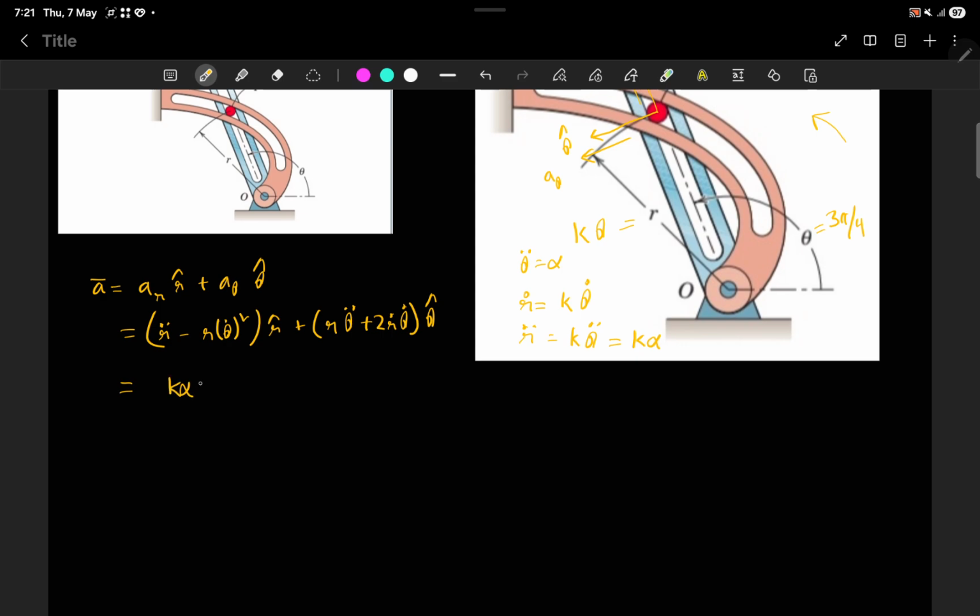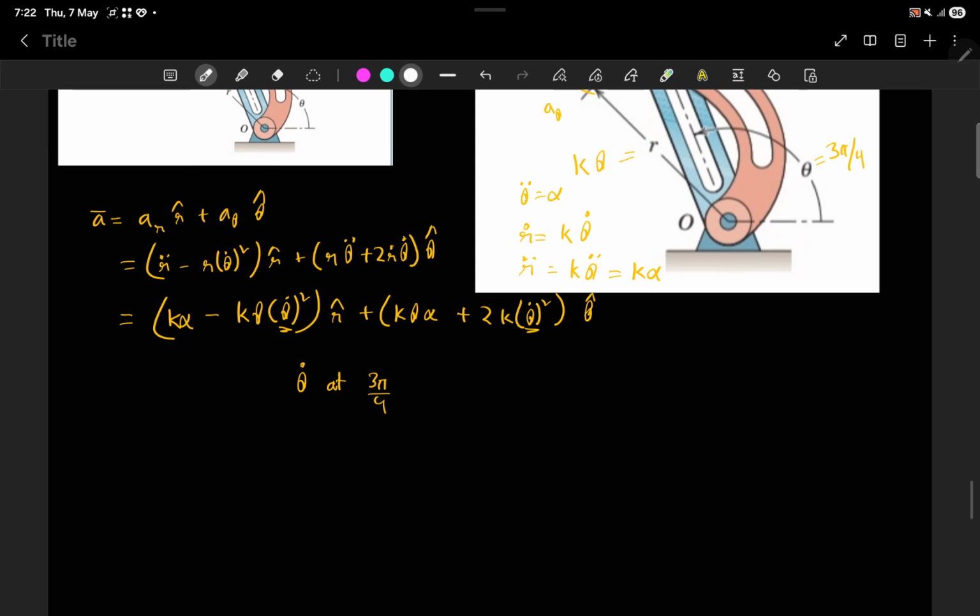This will be k alpha minus k theta times theta dot square, r cap, plus k theta alpha plus 2 k theta dot times theta dot, theta cap. So everything is known to me here, only this theta dot I don't know, theta dot at 3 pi by 4. So I'll calculate this one.